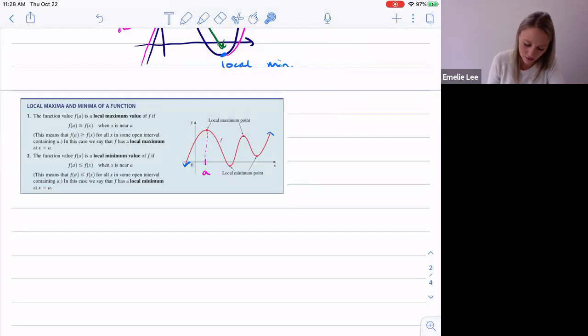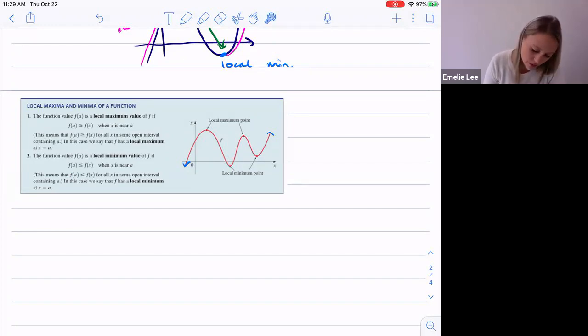Same thing for the negative, right? So I'm actually going to remove this here because we use a again for the minimum, and so that could get confusing. So I'm just going to shift it over here to talk about the minimum. Well, if it's a minimum, technically what's happening is that the output at a is going to be the smallest out of all the other outputs hanging out around x equals a. So we know what the local max and mins look like.